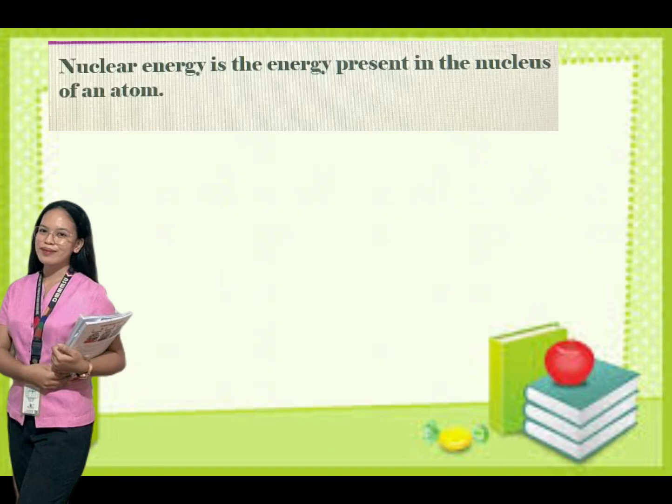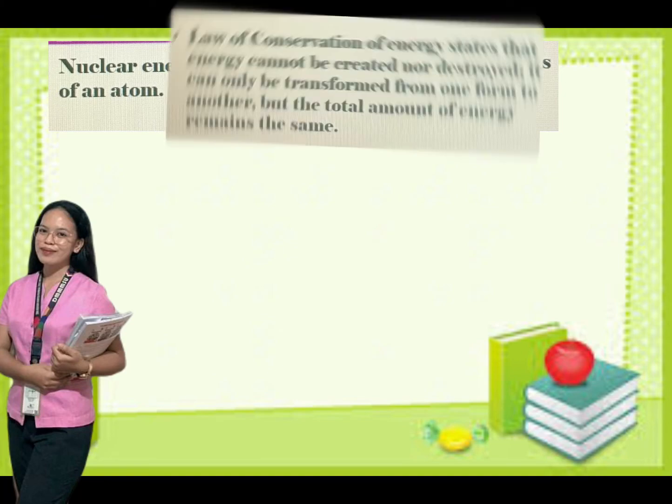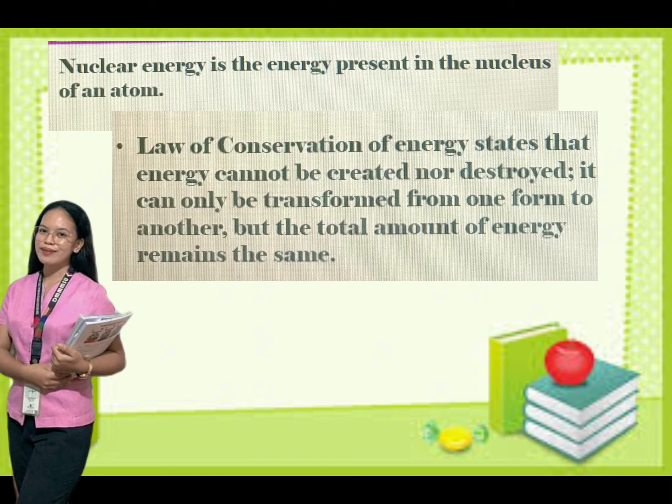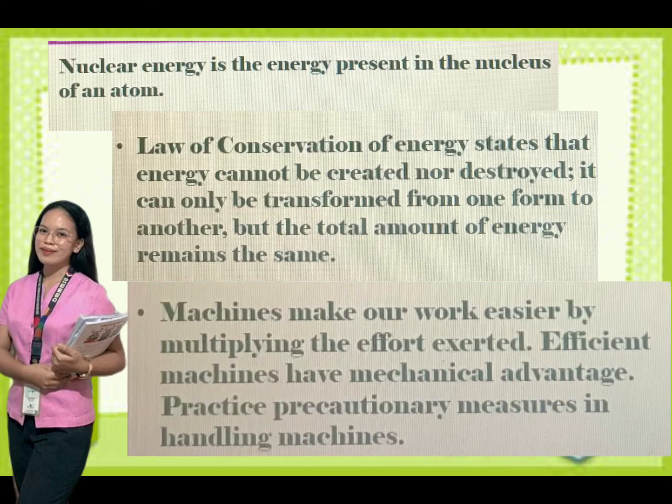Next, nuclear energy is the energy present in the nucleus of an atom. Energy is released when atoms undergo nuclear fusion or nuclear fission. Next, the law of conservation of energy states that energy cannot be created nor destroyed. It can only be transformed from one form to another, but the total amount of energy remains the same. Machines make our work easier by multiplying the effort exerted. Efficient machines have mechanical advantage. Practice precautionary measures in handling machines.